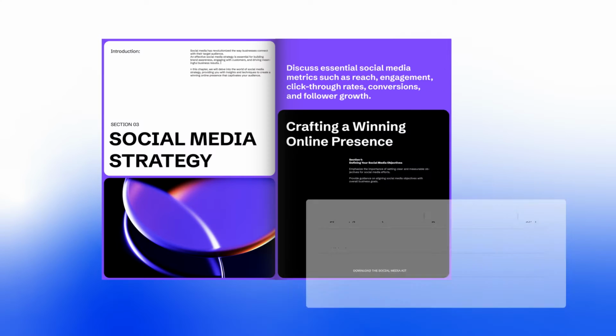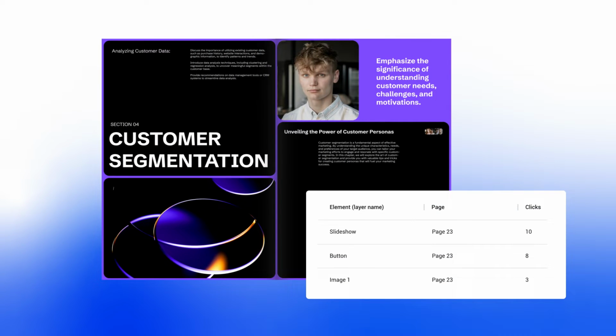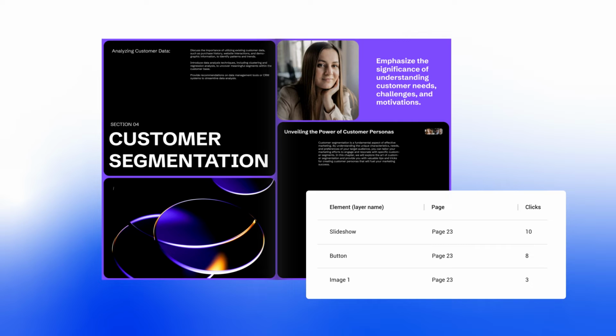If you want to see how a specific interactive element is performing, then you can check the engagement section. Here, you can see exactly what your readers are clicking on. You can also export the data in CSV format. This way, you can easily share the information via email, or you can use the file to create a spreadsheet.